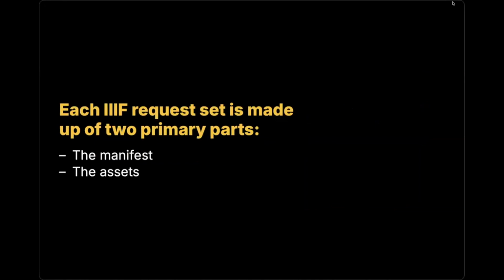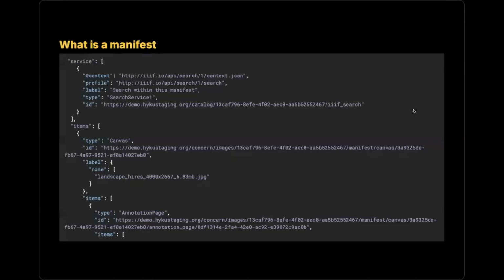So a IIIF viewer typically asks for a IIIF request, and that's made up of two primary parts, a manifest and the assets. These things are paired with a viewer such as OpenSeadragon, Mirador, or the Universal Viewer to display those manifests and assets.